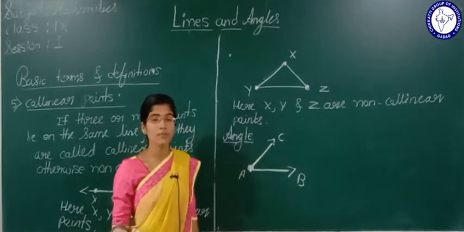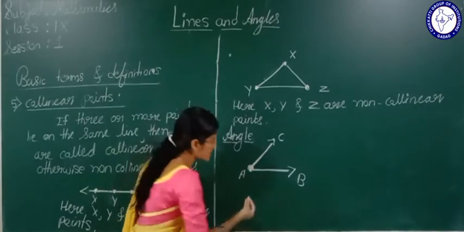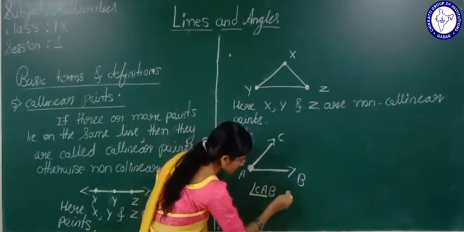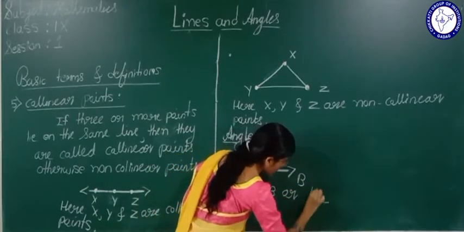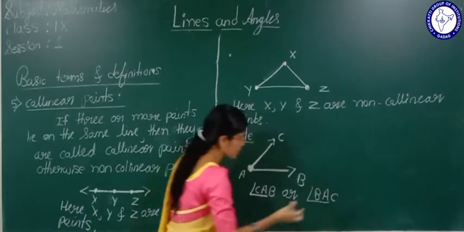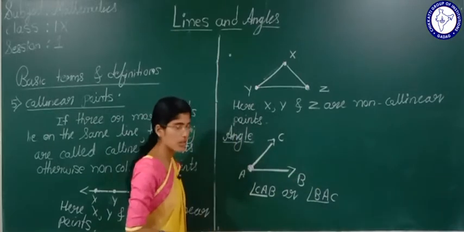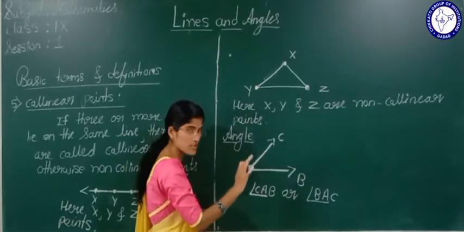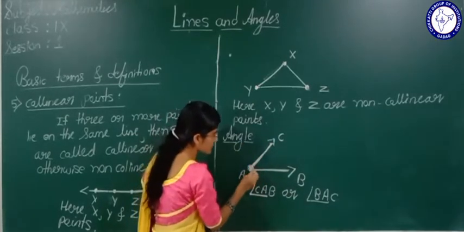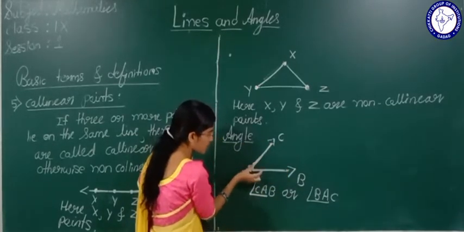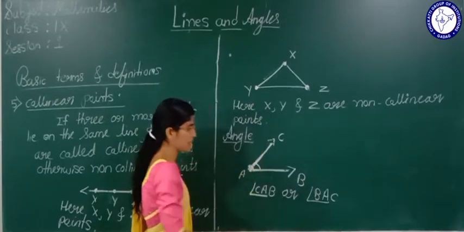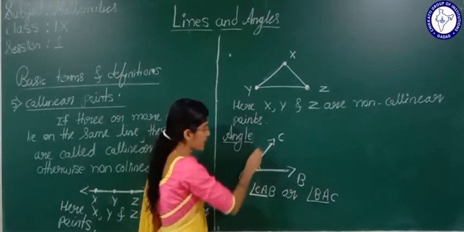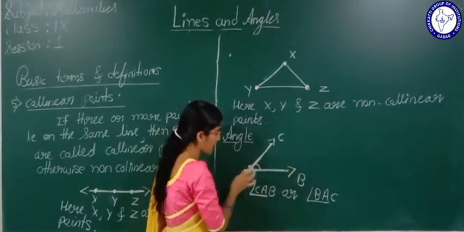How will we represent it symbolically? See, angle CAB or angle BAC. Both are correct. Okay, so you can't write ACB. Yes or no? What is the angle definition? Two rays which have a common end point will form an angle. Symbolically, how will we write it? Angle CAB or angle BAC.